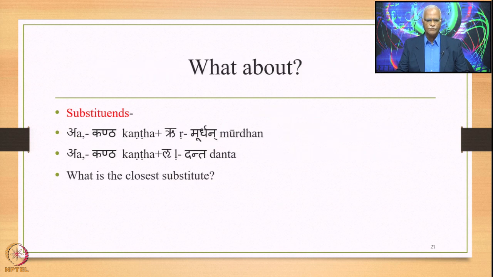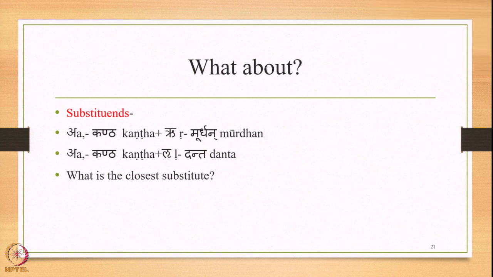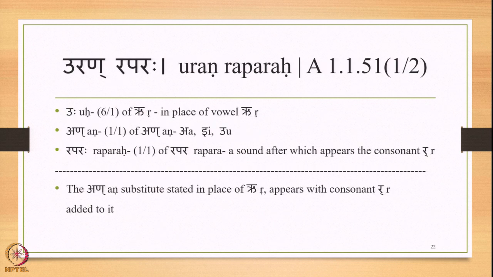Now what about a followed by ru and a followed by lu? The place of articulation of a is kantha and the place of articulation of ru is murdhan. The place of articulation of a is kantha and lu is danta. So if we have to perform guṇa-sandhi, what would be the closest substitute that would replace a and ru? This question needs to be answered.